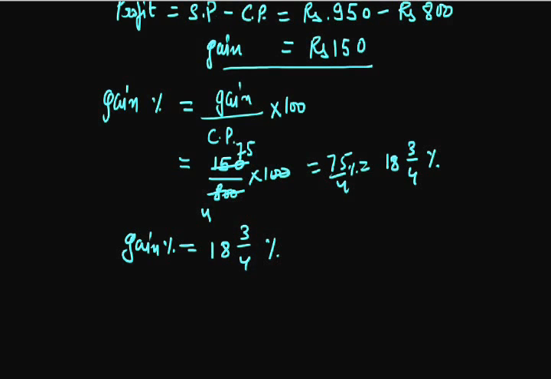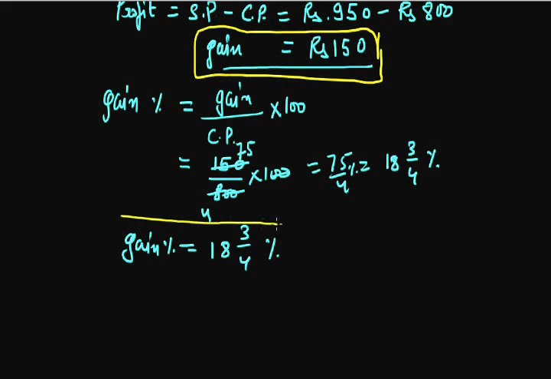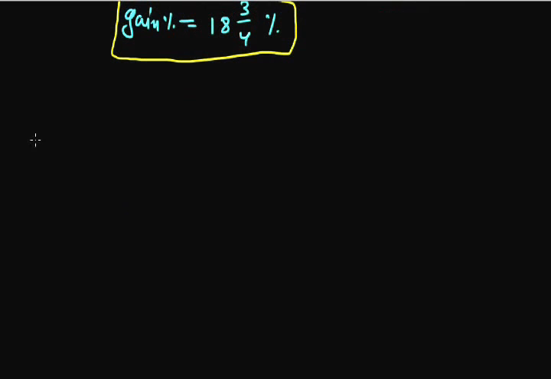So the gain percent is 18 3/4%. So here we can see the difference, that the gain was rupees 150 and the gain percent is 18 3/4. Next example.